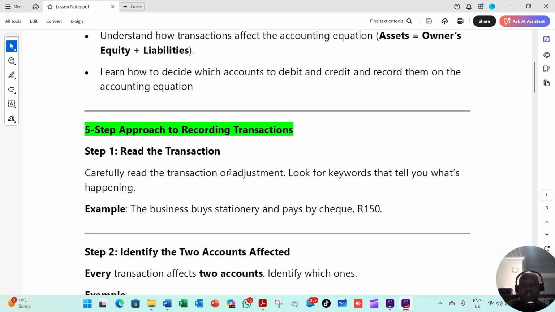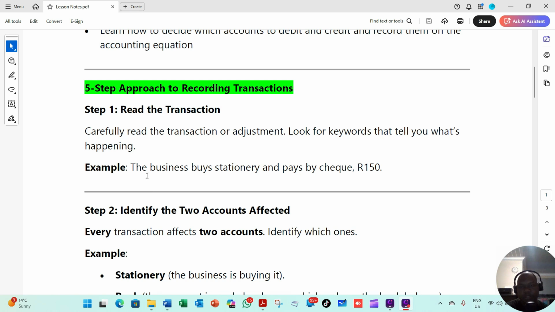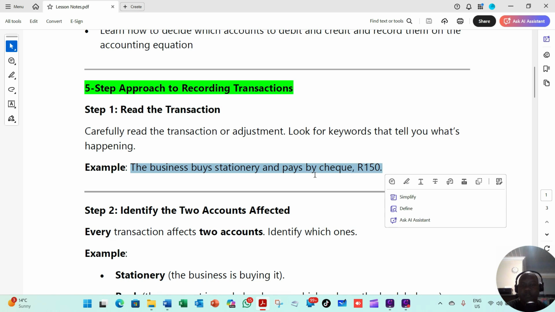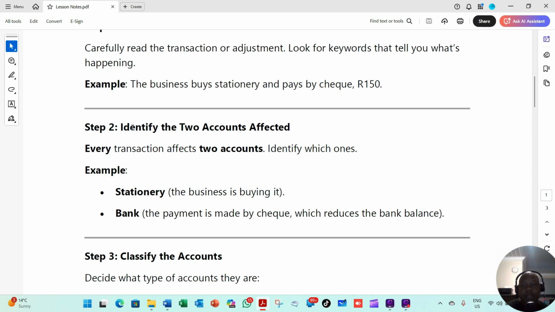So the 5-step process starts with you reading the transaction given. For example, here they say that the business buys stationery and pays by check. It could be a check, it could be EFT, however the payment method. And then read the transaction. After reading the transaction, let's move to the next step. The next step is to identify the 2 accounts affected. Remember that in accounting, every transaction affects at least 2 accounts. There will always be 2 accounts affected.